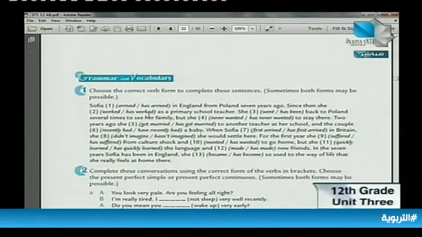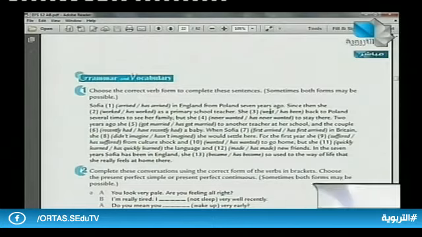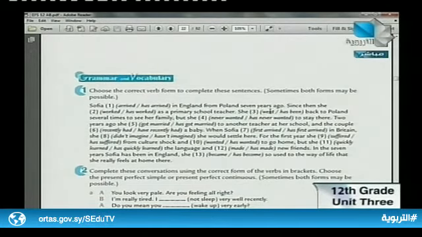She has been back to Poland several times to see her family, but she never wanted to stay. The first one, number 3: she went back, right? Because here we are talking about an event that happened and finished in the past. But sometimes we could use the present perfect. I think we could use both.